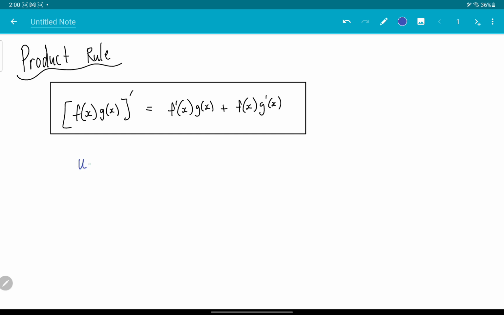Sometimes we'll say the functions are u and v, and just write this very briefly as u prime v plus u v prime. Okay, so this can be proved with the limit definition of the derivative. But for now, I will move on to do some examples to give you a feel for this.